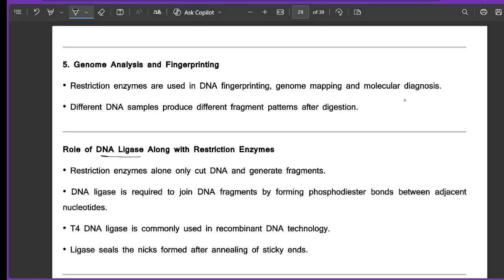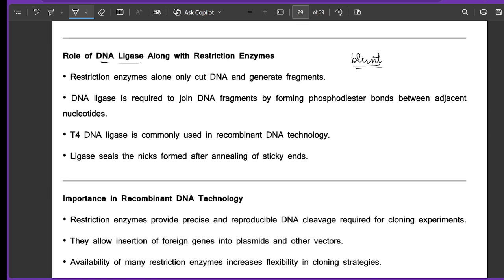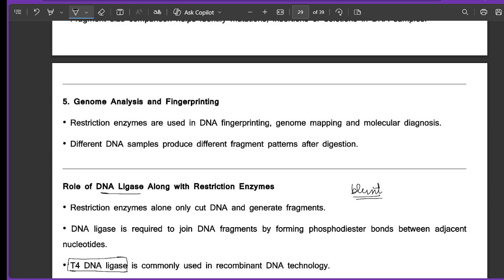DNA ligase also adds on here, because once you are cutting and suppose it is producing blunt ends, blunt ends are not self-sticky, so you will require DNA ligase to act upon them. One of the important examples of DNA ligase is T4 DNA ligase. So that's all for the restriction enzymes.